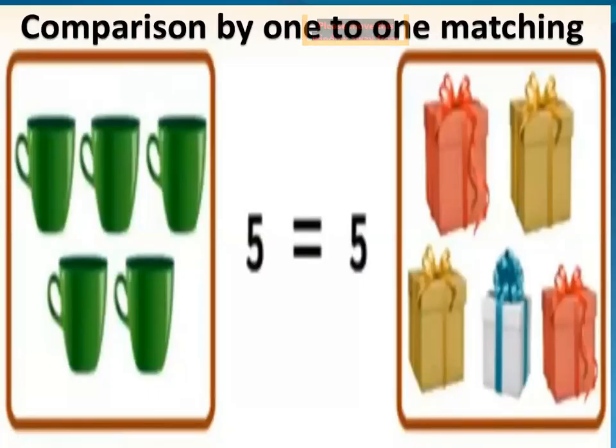Okay, I hope you all have understood. So how to read this? 5 equal to 5 means 5 cups in group A equal 5 gifts. And how to write it: write 5, put the sign of equal to, and then write the quantity of the other one. So 5 equal to 5.